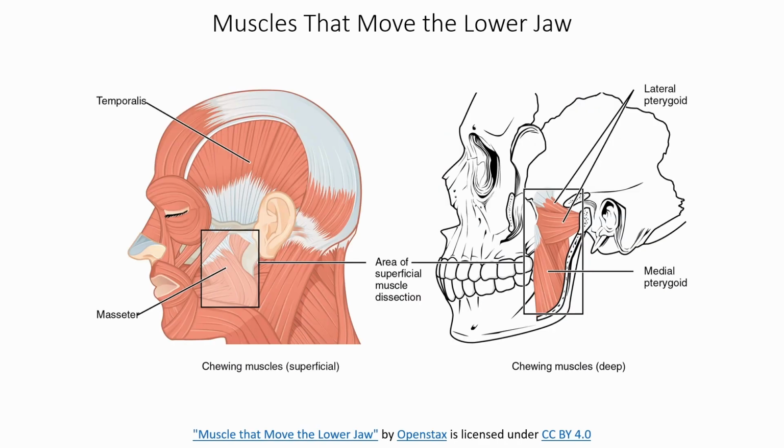All right, let's look now at the muscles that move the lower jaw. So for you to be able to open and close your jaw, we have the temporalis, named because it's over the temporal bone. The masseter, right? Mastication is the official term for chewing. So you can imagine what the masseter muscle is going to help with.